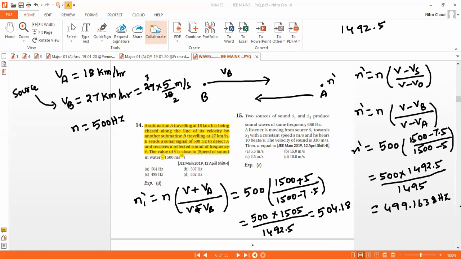Once see the calculation. 500 multiplied by 1505 is 752500, divided by 1492.5.